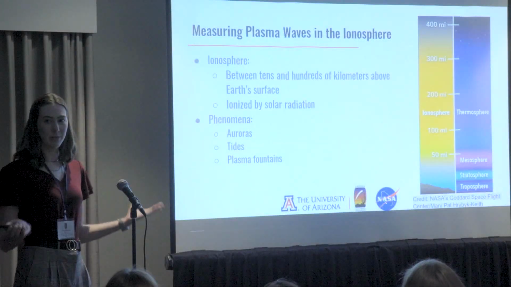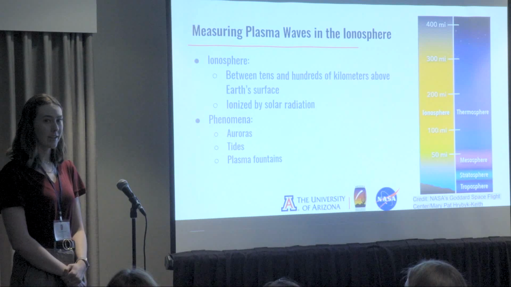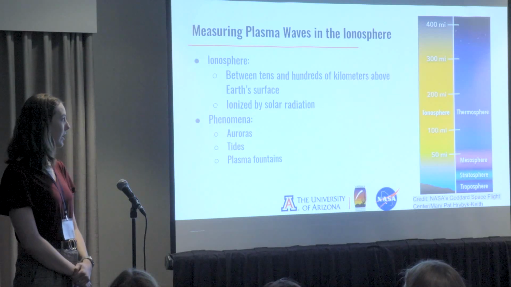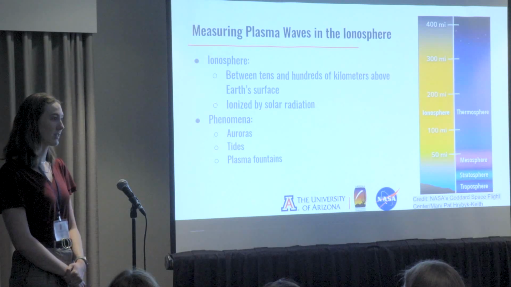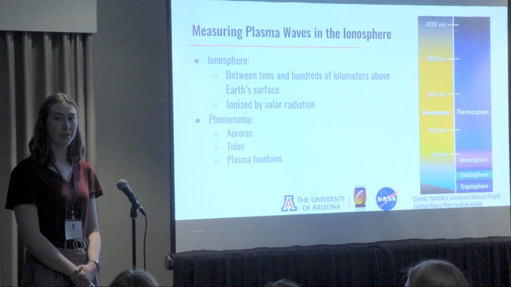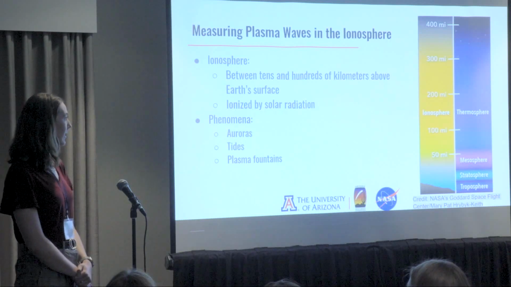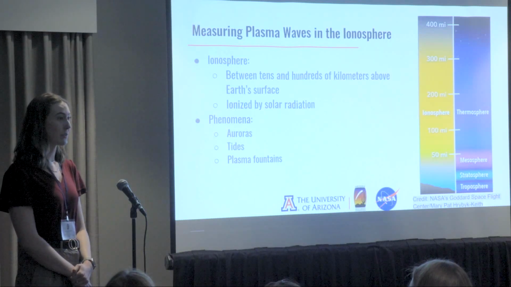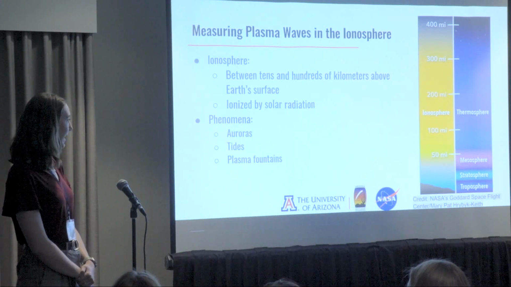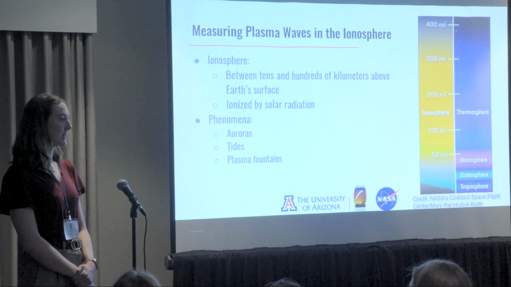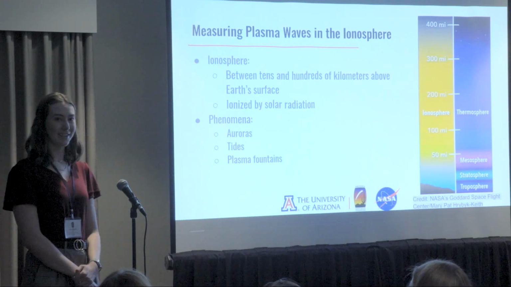Starting off with, what is the ionosphere? While the exact bounds of the ionosphere are not defined, it's generally considered to be between tens and hundreds of kilometers above the Earth's surface. What's important about the ionosphere is that it's ionized by solar radiation, meaning there's large amounts of charged particles. Some of the phenomena that we aim to understand that are either influenced by the ionosphere or can influence the ionosphere are auroras, tides, and plasma fountains. Plasma fountains are outbursts of plasma near the polar regions of Earth that appear fountain-like.